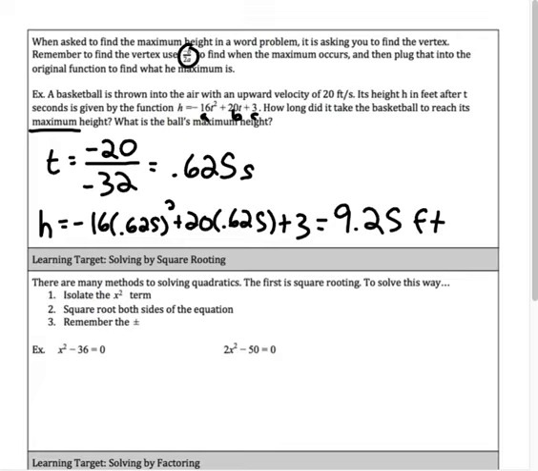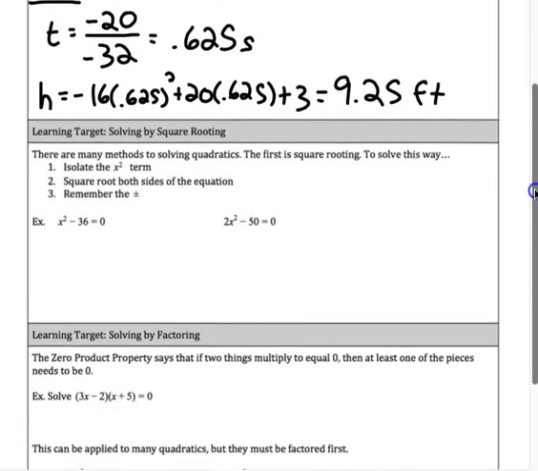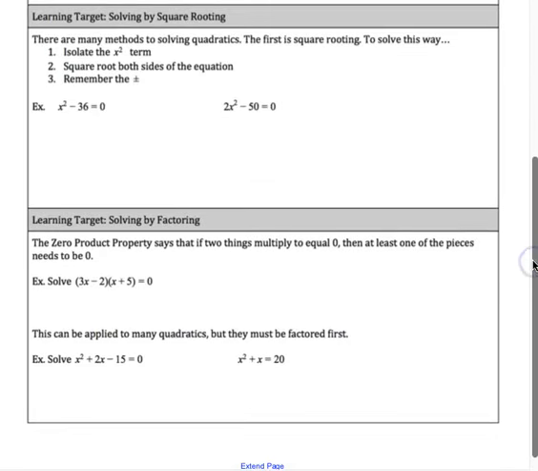So that covers our first big learning target of this chapter. And then remember I talked about, then we dived into all of those solving methods, all the different ways we can solve quadratics. And we focused mainly on 3 ways. First, we focused on solving by square rooting. And solving by square rooting, what that means is get the x squared by itself.